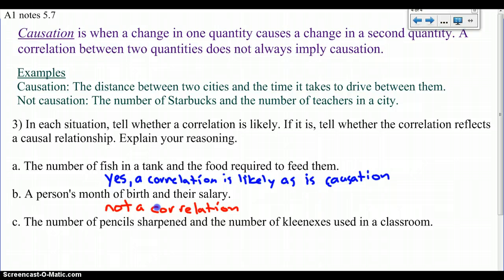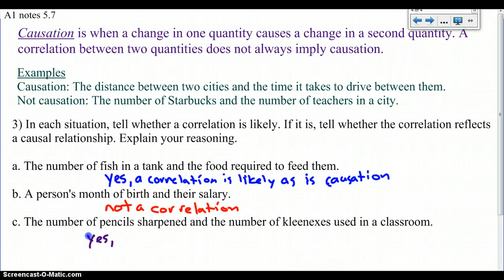And then the last one, the number of pencils sharpened and the number of Kleenexes used in a classroom. Now it's likely, in my experience, that as the number of Kleenexes used increases, so does the number of pencils that would be sharpened. I haven't specifically kept this data, but I'm pretty confident it would be true. But I'm also confident that it's not a causation. In other words, sharpening pencils doesn't cause people to need Kleenexes, or using Kleenexes doesn't cause people to sharpen their pencil. Both of them are an impact of an increased number of students in a classroom.